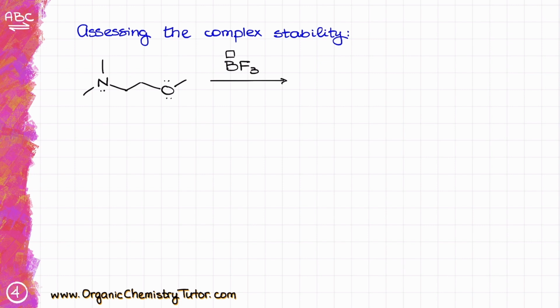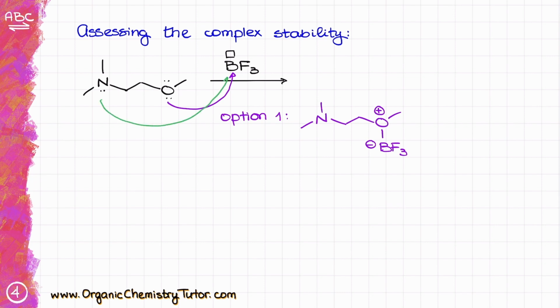Option number 1 is going to be if oxygen reacts with my boron. In this case, I'm going to end up with a molecule that looks like this. If, however, I have the other option where the nitrogen attacks boron, then I'm going to end up with option 2, in which my final complex looks something like that. Now, in order to assess which complex is more stable, I'm going to use the same 5 factors that I have used for the acid-base reactions when we were talking about the Brønsted-Lowry theory.